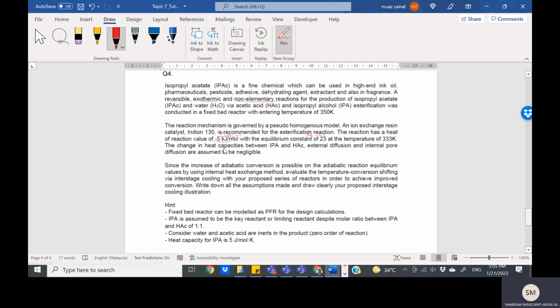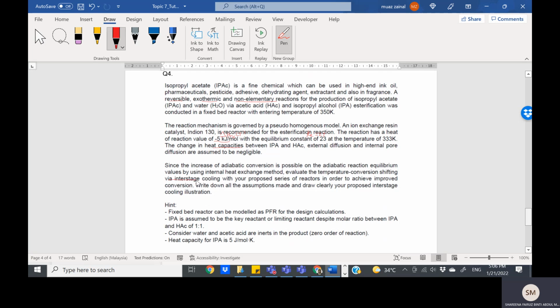Okay, so the change in heat capacity between IPA and HX, as the internal pore, are assumed to be negligible. Okay, so tak perlu tengoklah heat capacity untuk benda ni. So since the increase of diabatic conversion is possible on the adiabatic reaction equilibrium by using internal heat exchange method, evaluate the temperature conversion shifting via interstage cooling.